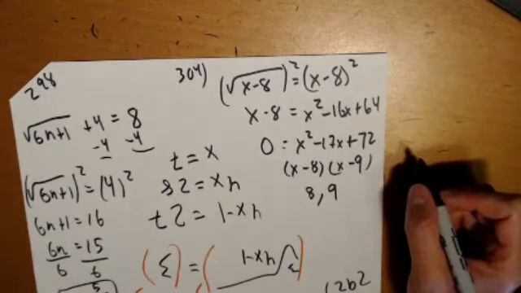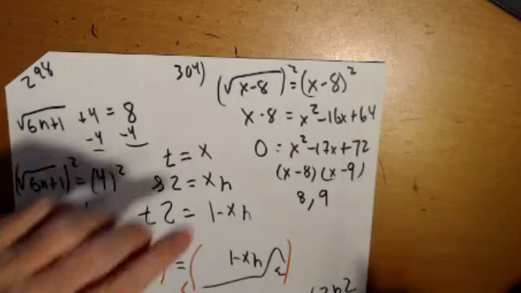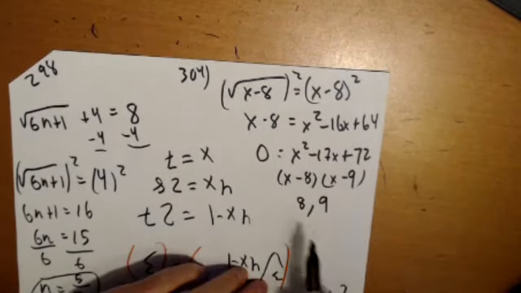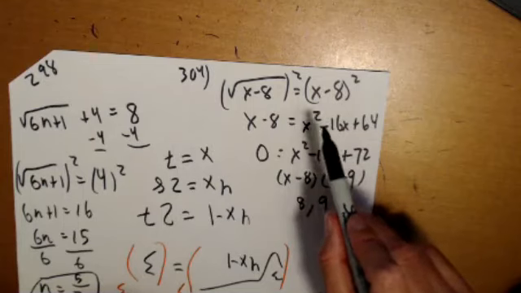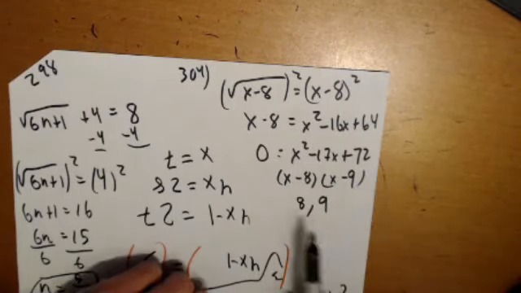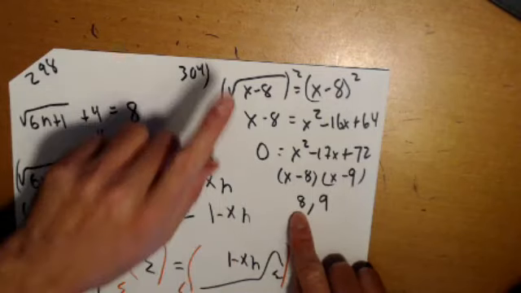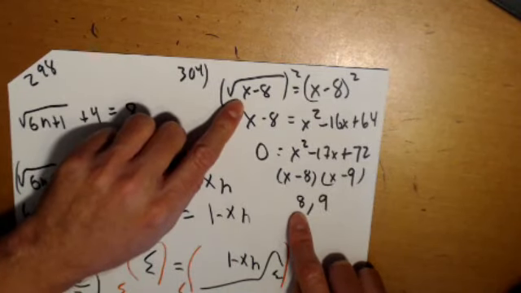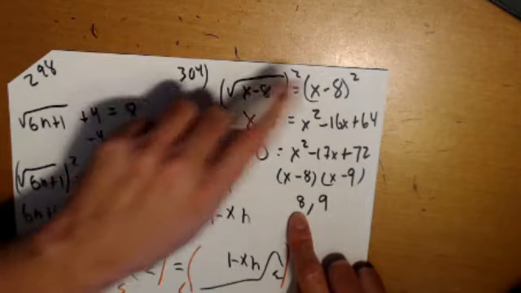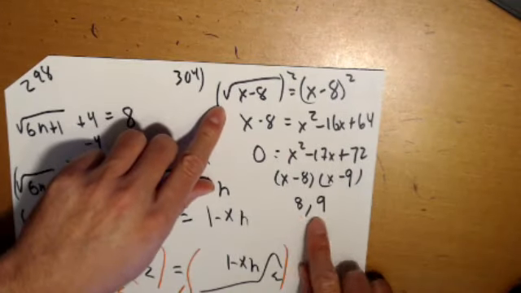So we're not done yet. Remember, I said whenever we're squaring both sides or cubing both sides, you always have to check your answers. It's possible one of them might not work. Let's try 8. 8 minus 8 is 0. Square root of 0 is 0. 8 minus 8 is 0. Okay, 8 works. Let's try 9.